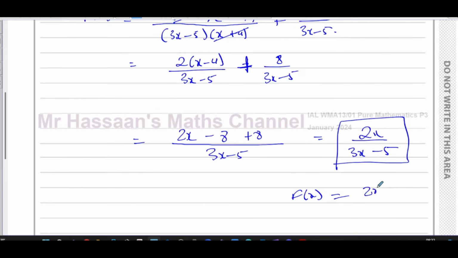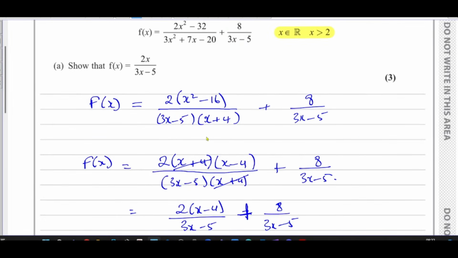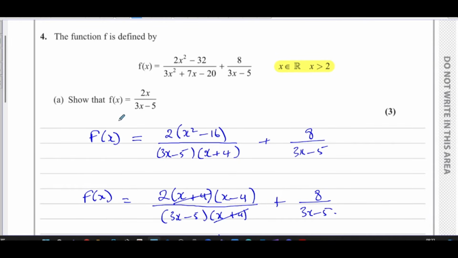Okay, simple as that. So save yourself a bit of time. Use a bit of common sense. Think, okay, if you end up with this 3x minus 5 at the end, that one of these factors most likely will be 3x minus 5, and it works out to be correct. All right, so that's part A done.